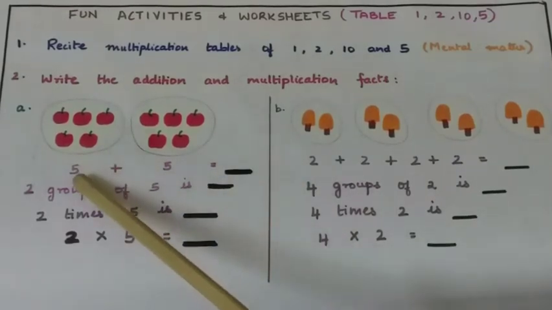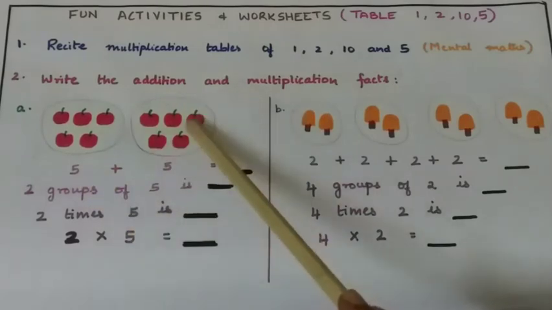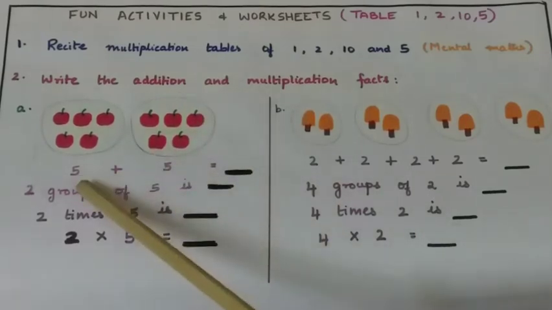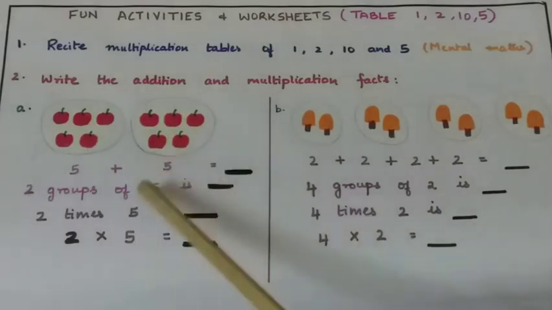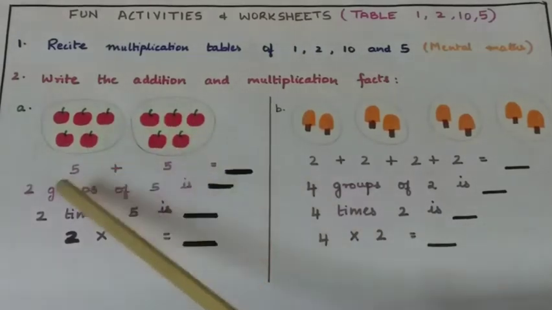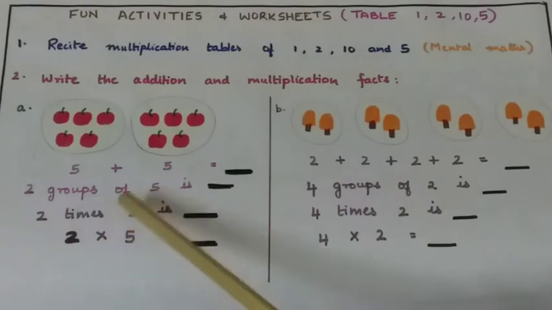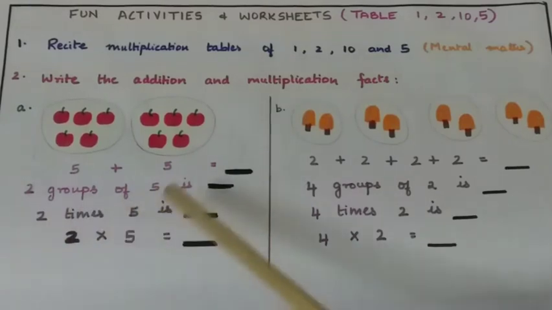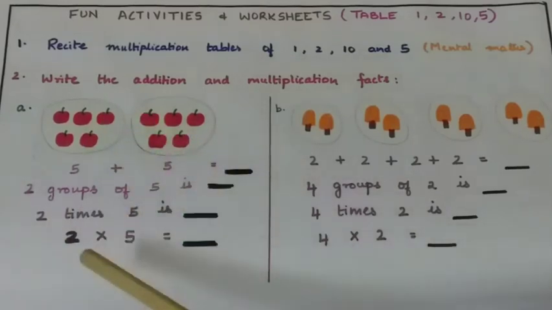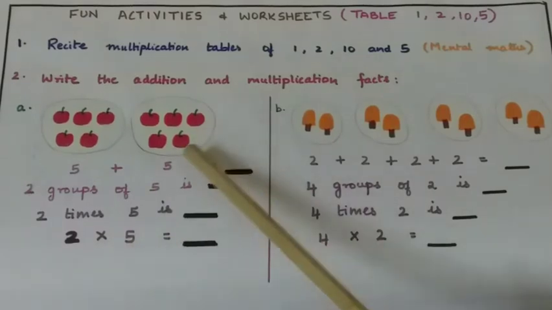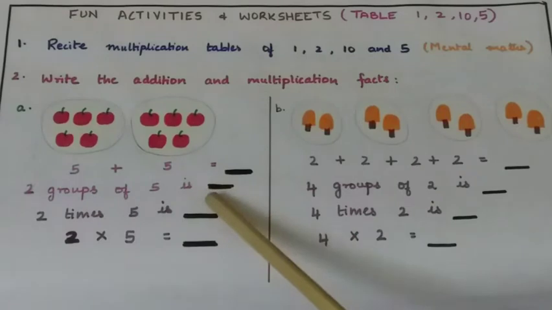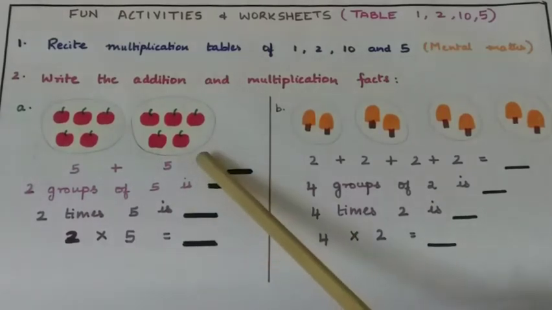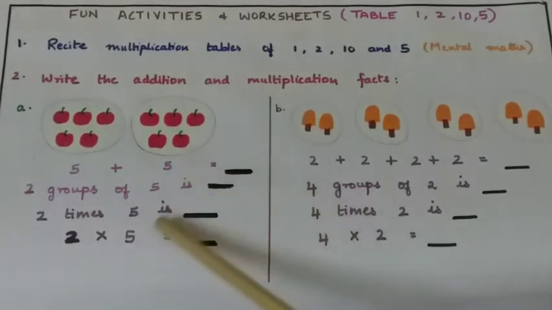Here it is 5 apples in this group and 5 apples in this group. So 5 plus 5. This can also be written as 2 groups of 5, which can also be read as 2 times 5. And the multiplication fact of this is 2 into 5. Whatever be the format, your child should be able to say the answer. That is the reason I have written all the different formats.